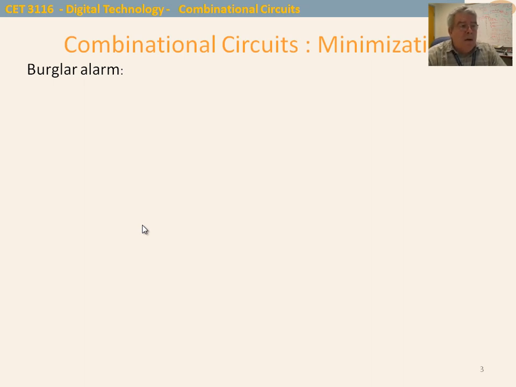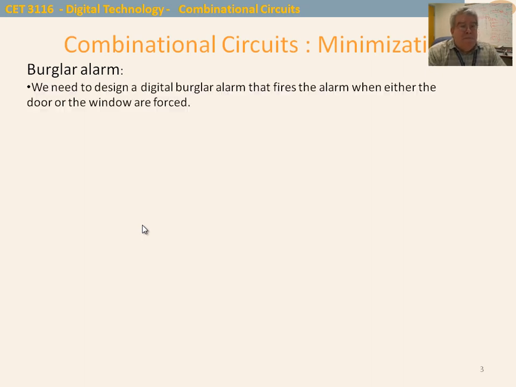Our burglar alarm is basically a device for a house with windows and doors. You have sensors in the windows and the doors, and if the door or the windows open when you don't want that to happen, say someone is breaking in, then you want the alarm to go off. So the idea is that we need to design a digital burglar alarm that fires the alarm when either the door or the windows are forced open.